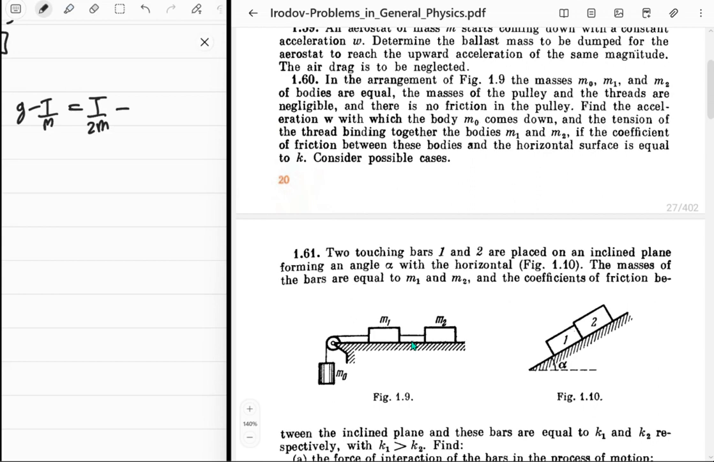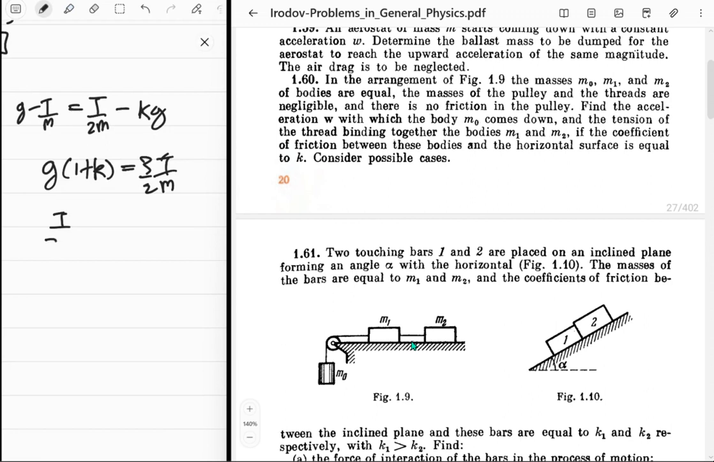Coefficient of friction is k, I think, not mu, k. So k times g over here, because I don't want to. So yeah, this will be the new equation. So it's got g times of 1 plus k is equal to 3 upon 2 t upon m. So you got what the tension should be.